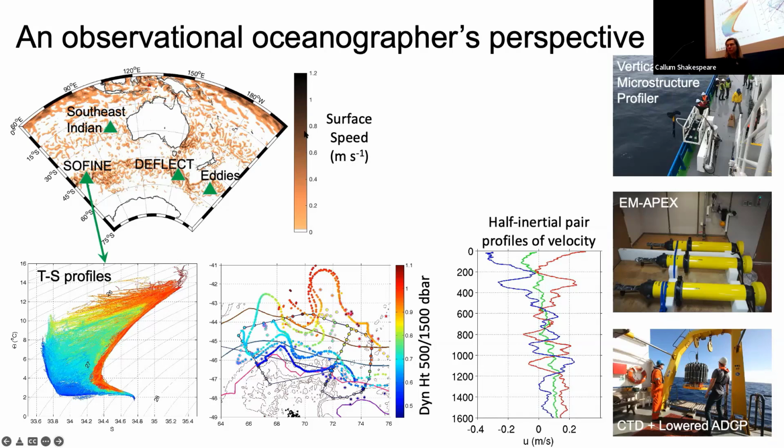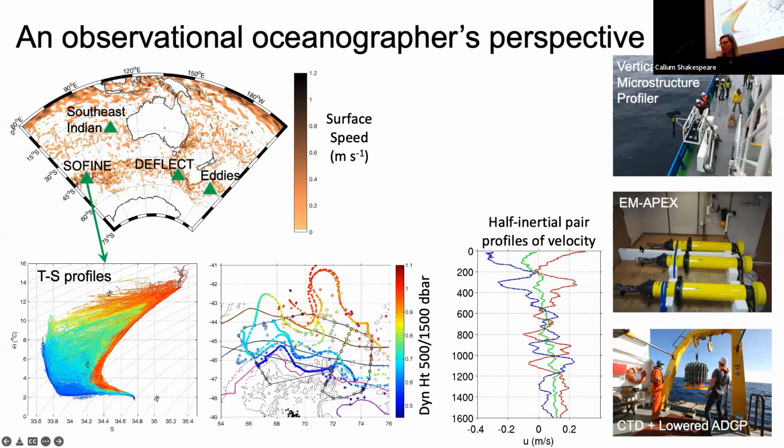And each of these has involved EM-APEX profiling floats, which is shown on the right there. And that's what's produced this really finely sampled collection of TS profiles in the subantarctic front in this case. The right-hand map just shows the trajectories of the floats that we deployed in this program north of the Kerguelen Plateau. And the colours show you the dynamic height of the sea surface. So red is north of the subantarctic front, and blue is down close to the polar front.